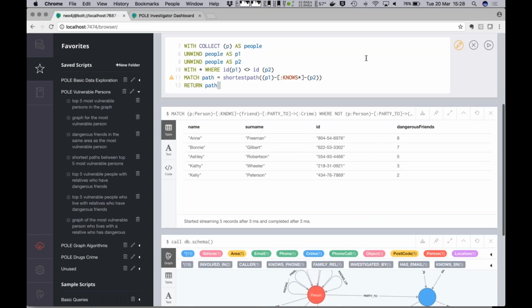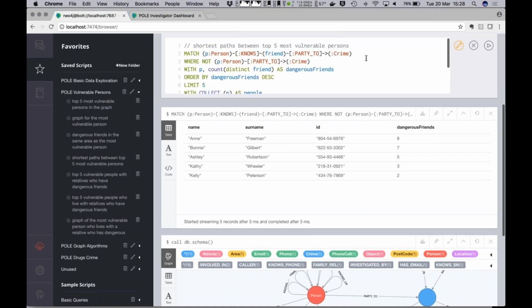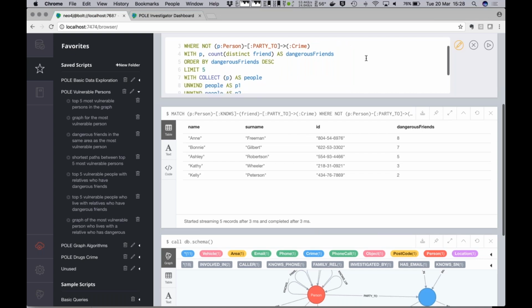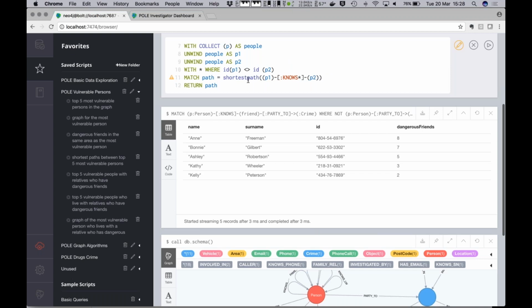And then lastly, looking at this list again, so this list of the top 5 people with the most dangerous friends, what we're going to do is look at the paths between them. So we can say, what is the shortest path between each of them? Do they know each other at all, or do they operate in the same social networks? So in Neo4j, quite easy to do. We don't have to specify how we want to find those connections. We use this function, the shortest path, between any of these two people, following the knows relationship to any depth.